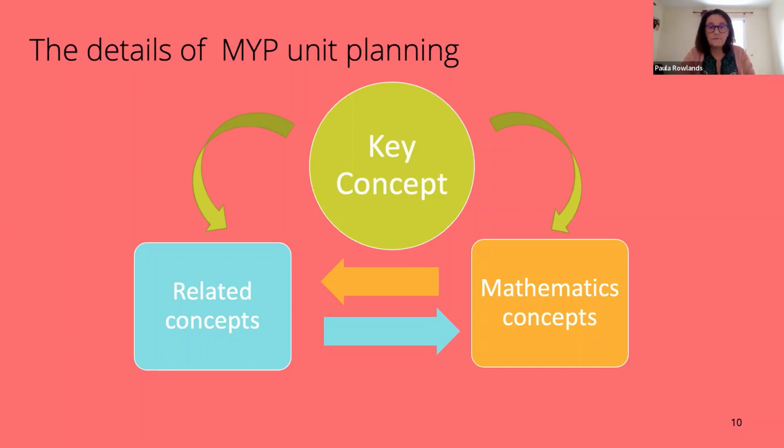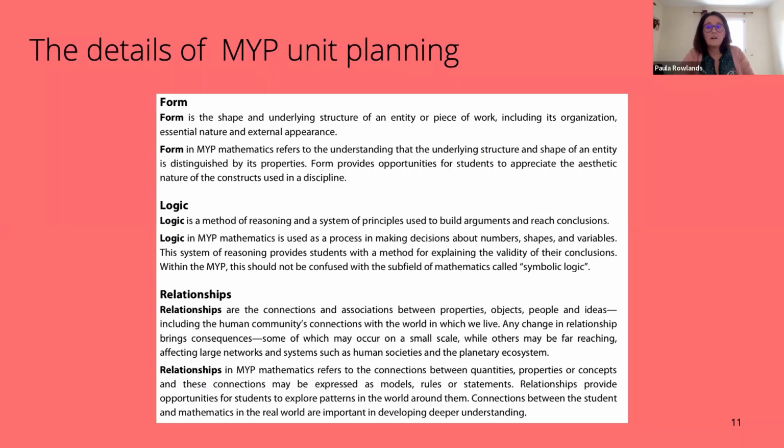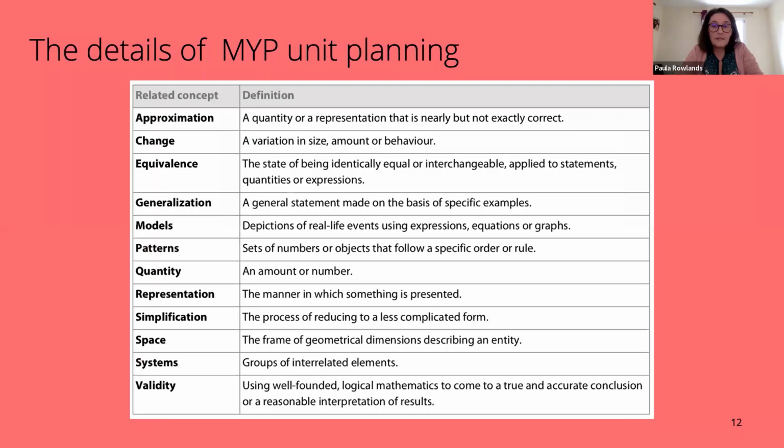When we're deciding our key concept, we have 3 to choose from. We can choose from form, from logic, and from relationships. So when we've decided on our mathematical concepts, then we'll decide which of these 3 key concepts best suits the unit. What are we going to focus on? And then these are our related concepts. These are the details of our unit.